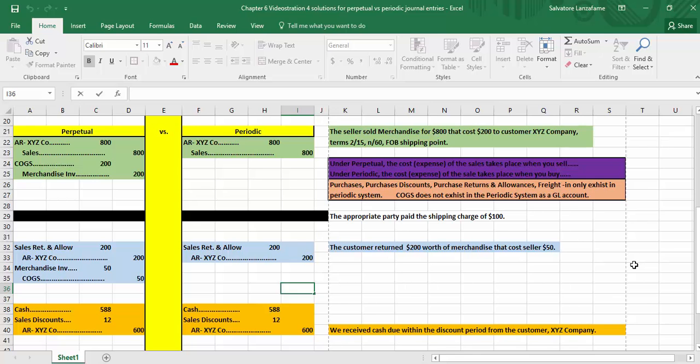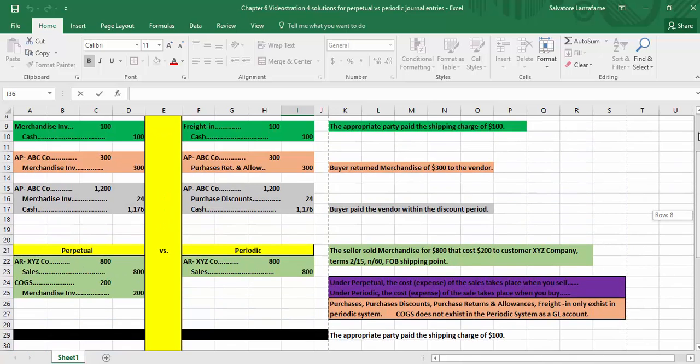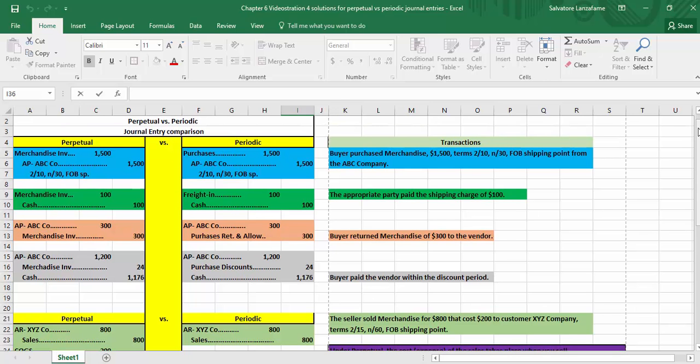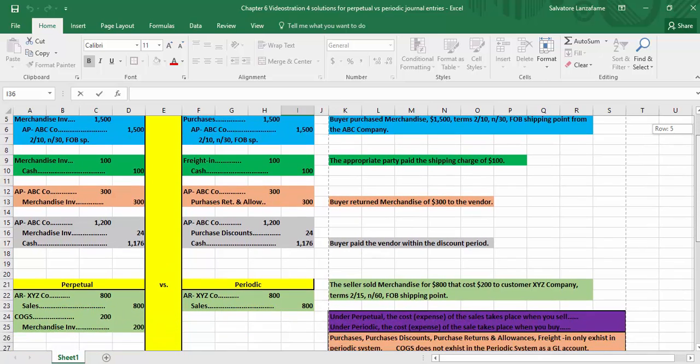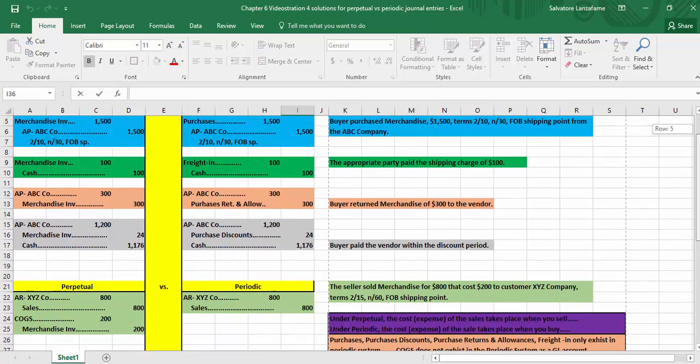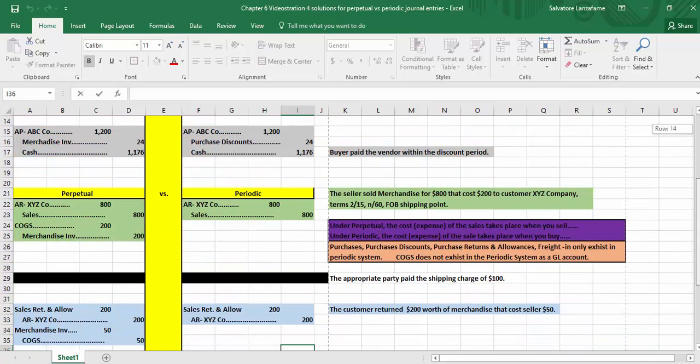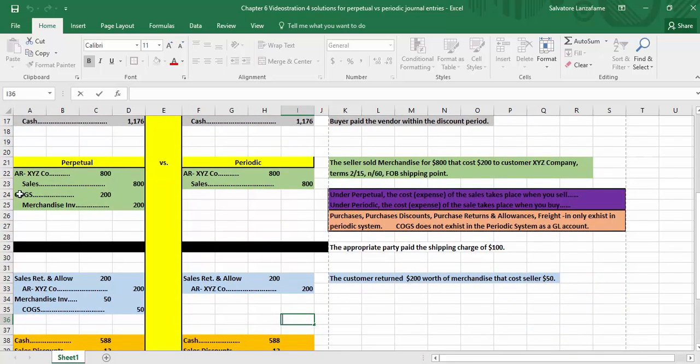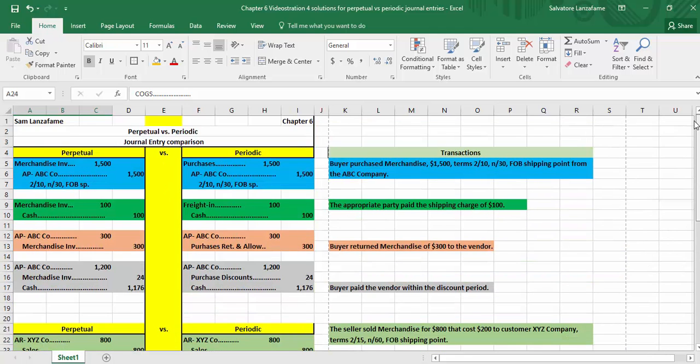Okay, so you've now seen a comparison between periodic and perpetual. So perpetual, basically, if you remember, the expense of the sale takes place when you sell. Here's where we get to write off our stuff. Under periodic, we get to write it off right off the bat. So that's a big, big switch in how things are done.